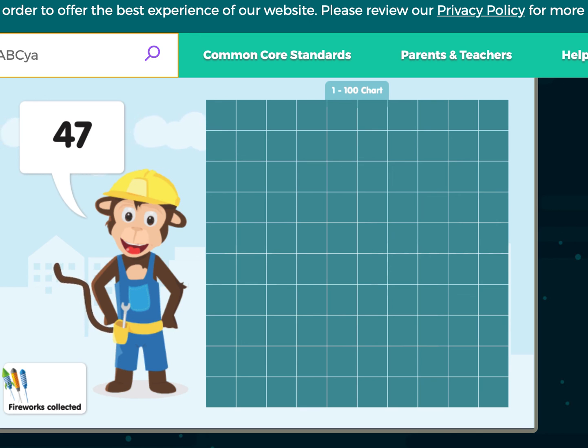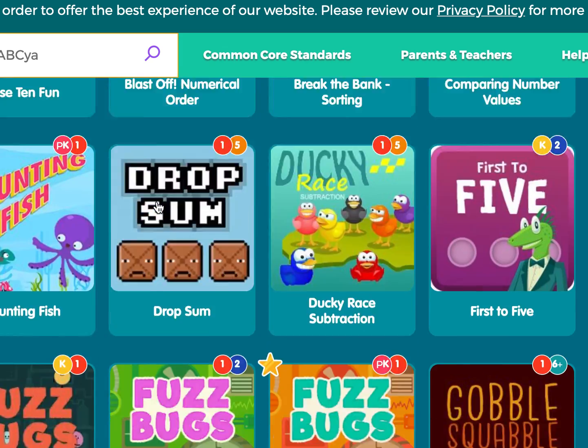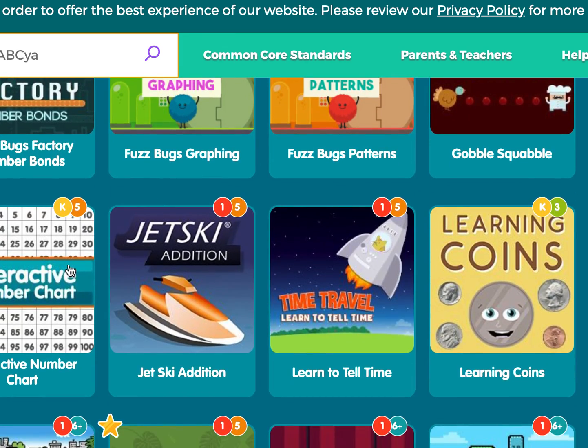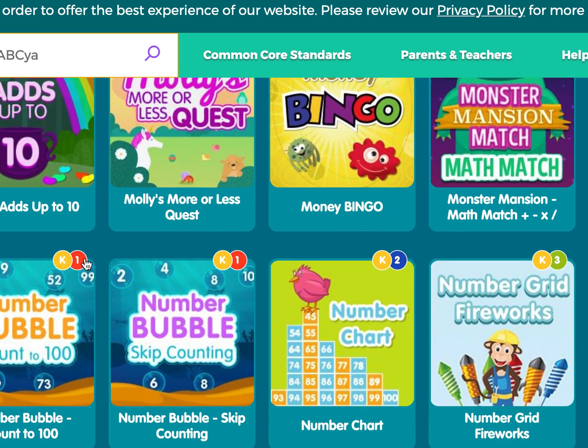You should not do this one. You should practice the interactive number chart, and you should practice the number chart. If the number chart is easy for you, then you should try number grid fireworks, because then, yes, you can practice shooting off some fireworks at the end. Okay, patterns in math today. Good luck.